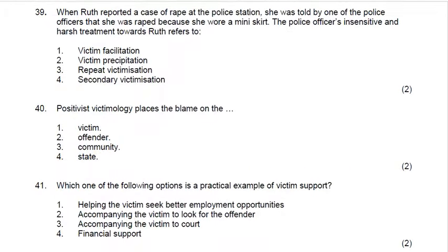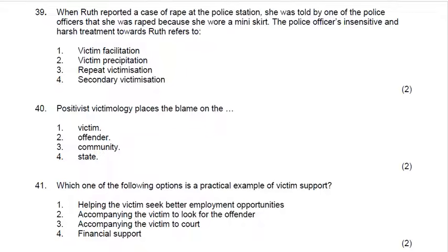39. When Ruth reported a case of rape at the police station, she was told by one of the police officers that she was raped because she wore a miniskirt. The police officer's insensitive and harsh treatment towards Ruth refers to. The answer is 4, which is secondary victimization.